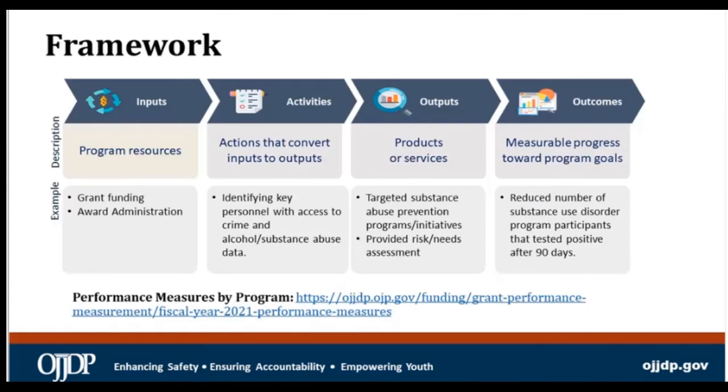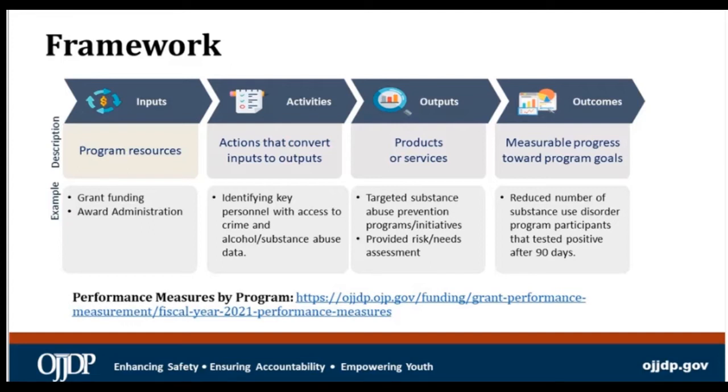The framework or logic model used to write the performance measures includes 4 components: inputs, activities, outputs, and outcomes. Inputs are program resources such as grant funding and award administration. Activities are actions that convert inputs to outputs and can be anything from identifying key personnel with access to crime and alcohol abuse data to establishing information sharing agreements. Outputs are products or services that are the result of activities such as trainings, meetings, etc. Outcome measures speak to the longer-term program goals.